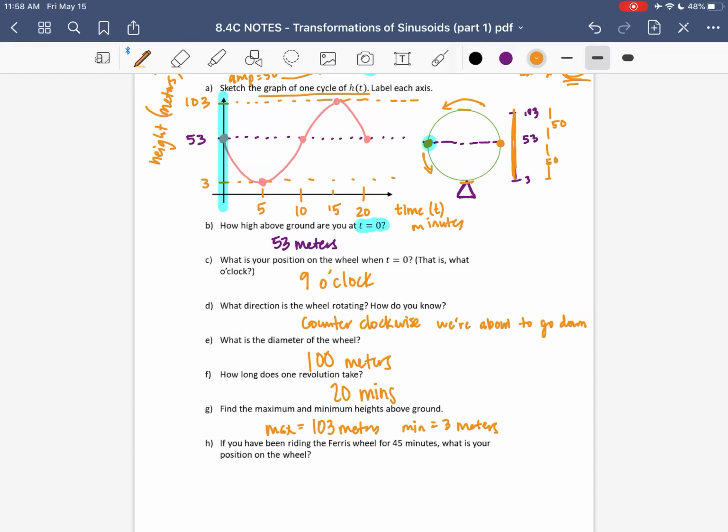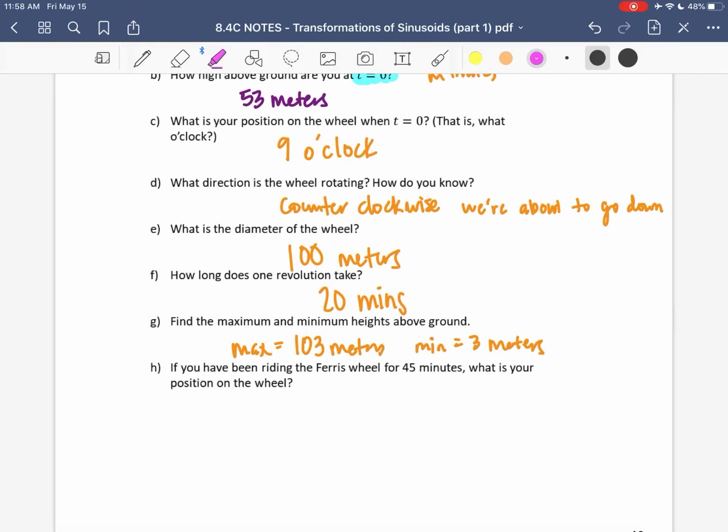If you've been riding the Ferris wheel for 45 minutes, what is your position on the wheel? Okay, this is a good question. So one thing I notice here is that in 45 minutes, you've completed 2 full rotations, right? Because at 0 minutes, you're at the start, like you're at 9 o'clock. At 20 minutes, you're back. You've done a full rotation. So 40 minutes, you're back. You've done a full rotation.